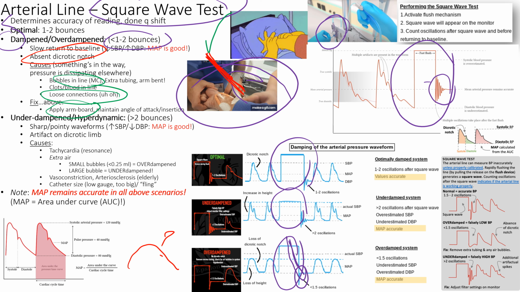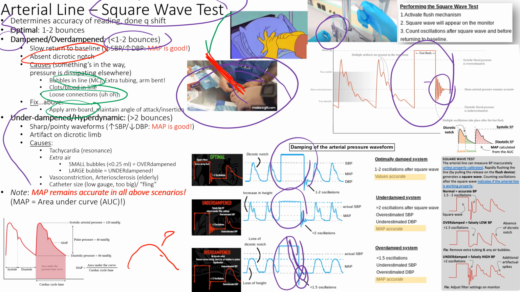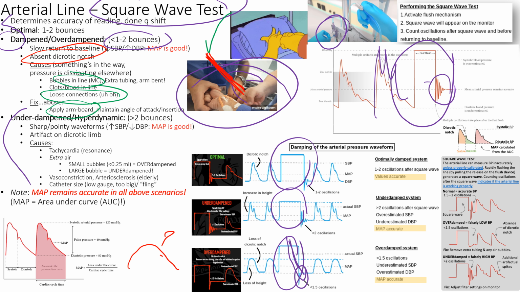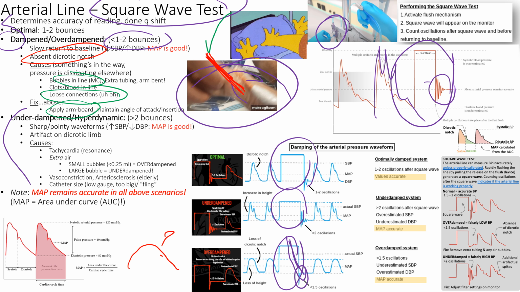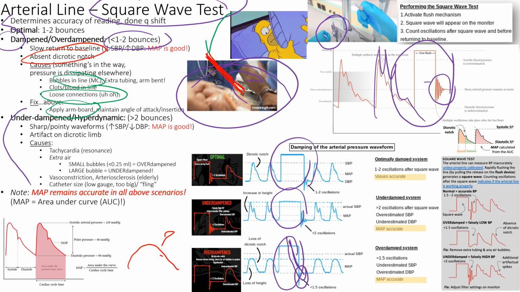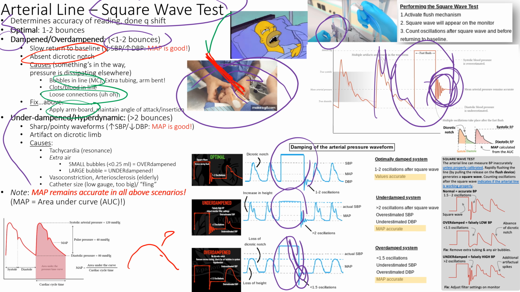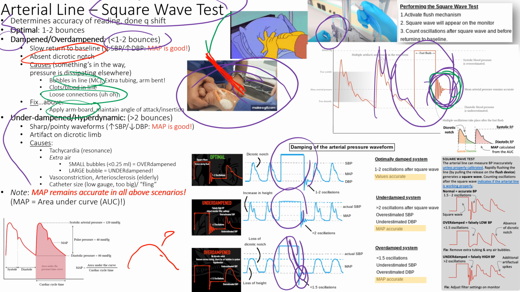And then what about underdampened, right? Or a hyperdynamic waveform. So a waveform that is very, very jittery. It's going to be going up and down, up and down. You can probably see little other jitters on the waveform as well. Basically, when you do the square wave test, you're going to see a lot of impulses there, right? So when you let go, you're definitely going to see more than 2 bounces.